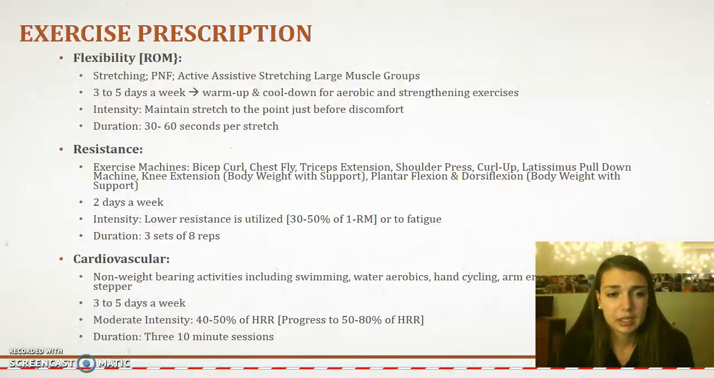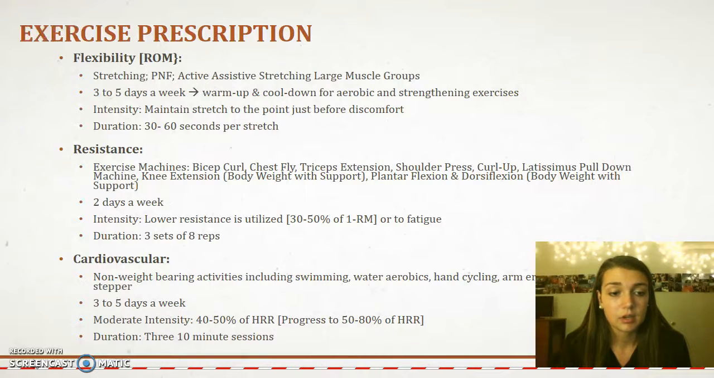So for resistance training, I'm prescribing exercise machines, once again, to stay in that closed chain. It's a lot of upper body strengthening and core strengthening and trunk strengthening for posture. And then I also am including knee extension just with body weight and maybe guidance if needed, as well as plantar flexion and dorsiflexion of the ankle. Also just the body weight, no weights, with support if needed. This is 2 days a week. Lower resistance is utilized or to fatigue, and then 3 sets of 8 reps.